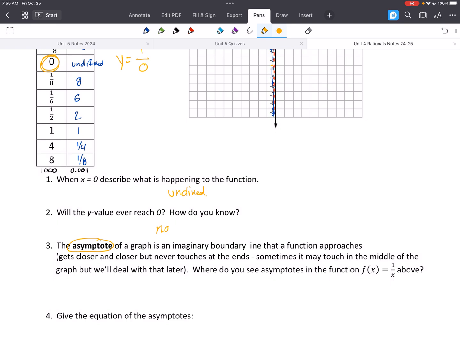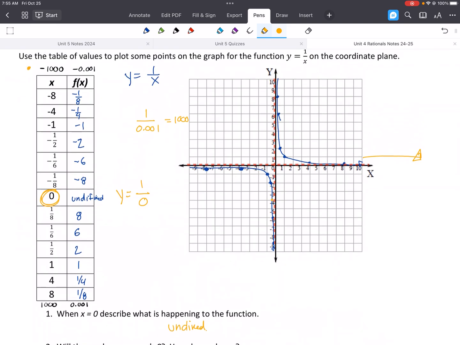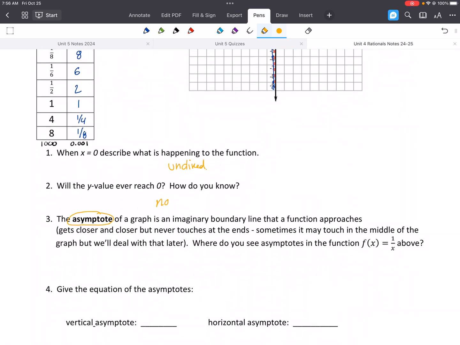So where do you see those asymptotes in the graph? I already have those sketched here, those dotted or dashed red lines, okay? So those are the asymptotes. We have a vertical asymptote and we have a horizontal asymptote. In this example, the line never crosses those asymptotes. They get closer and closer to them, but they never get to them, okay?